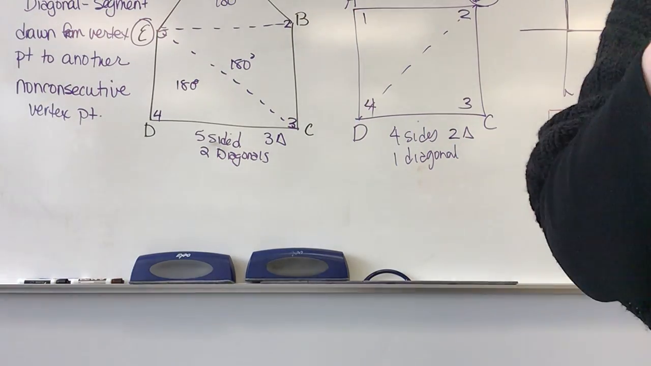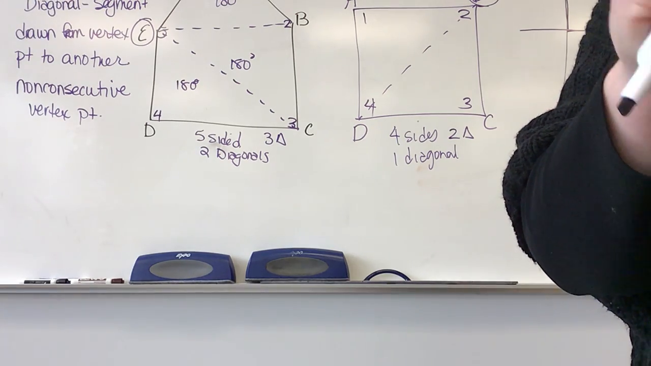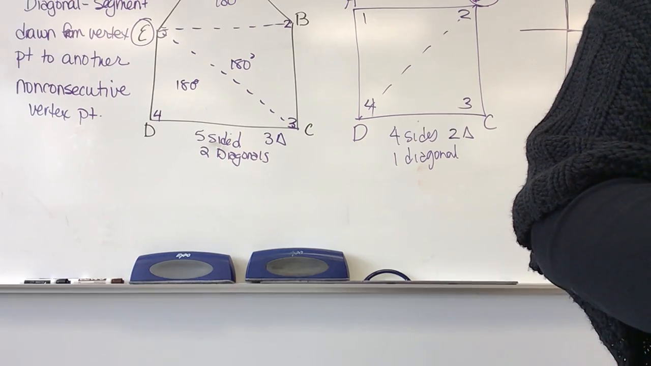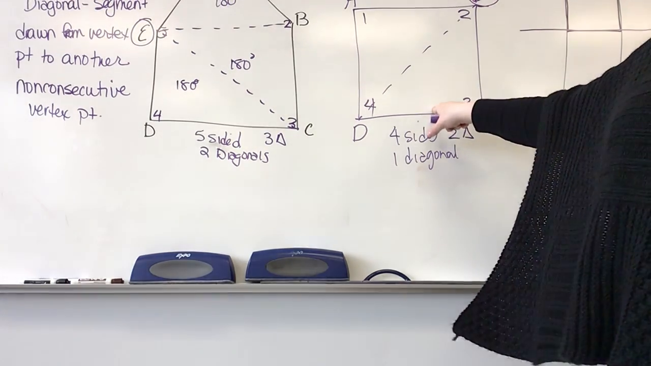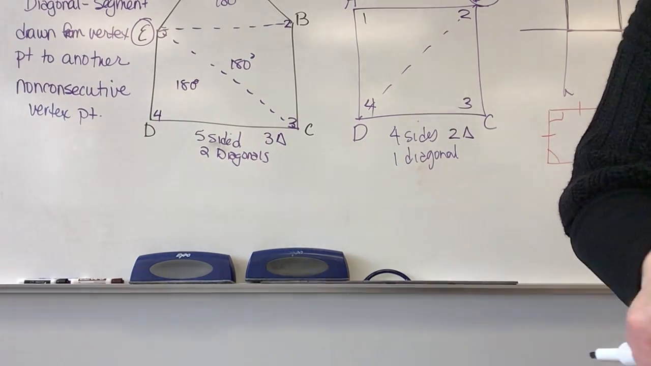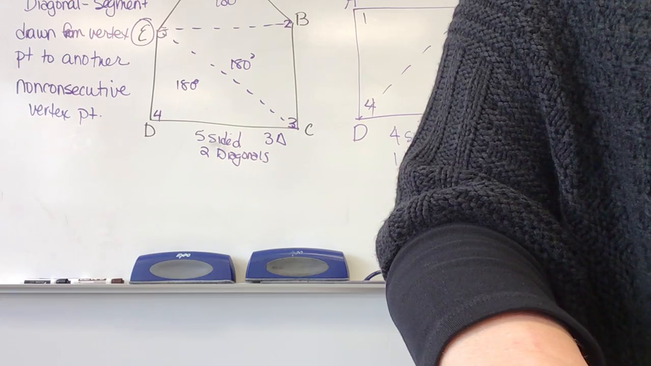So let's go down for the sum of the measures of the interior angles. Sound good? First one's easy. What's the first one? 180. In a quadrilateral, what'd we just say? 360, because you have 2 180s. Yep. A pentagon is 540 degrees.